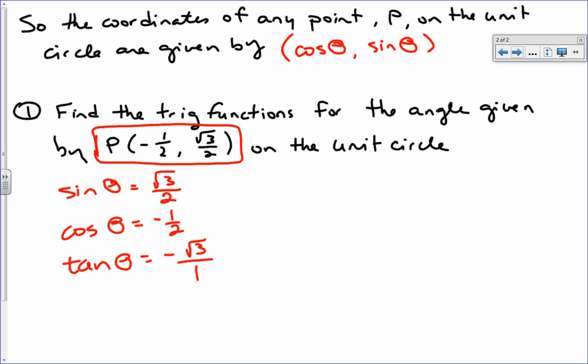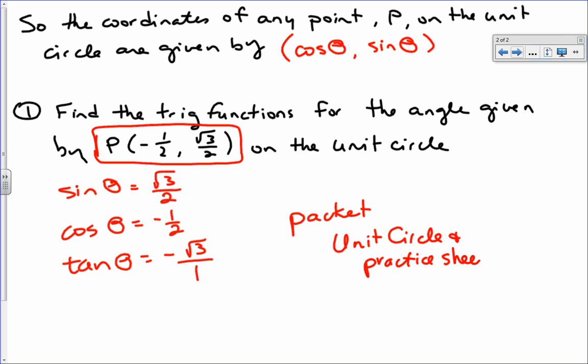You will receive a packet in the classroom, and you can pick it up from the classroom, and on it is a unit circle and practice sheets. Okay, and we will fill those out during part of our class time on Friday.